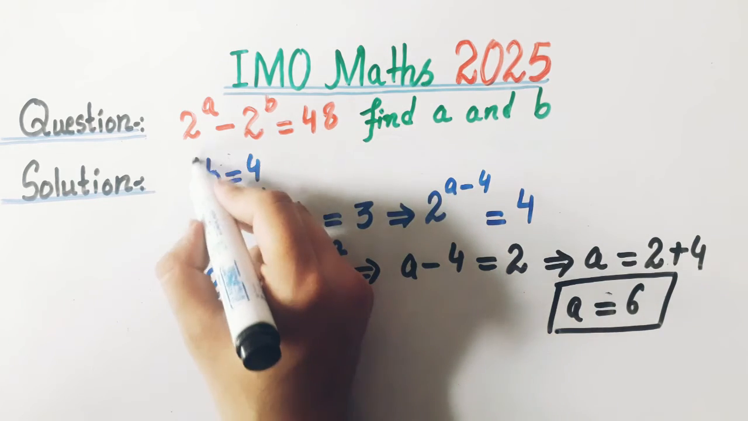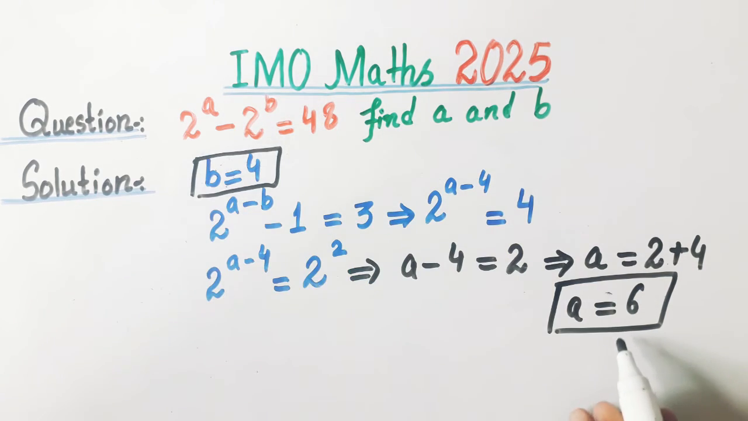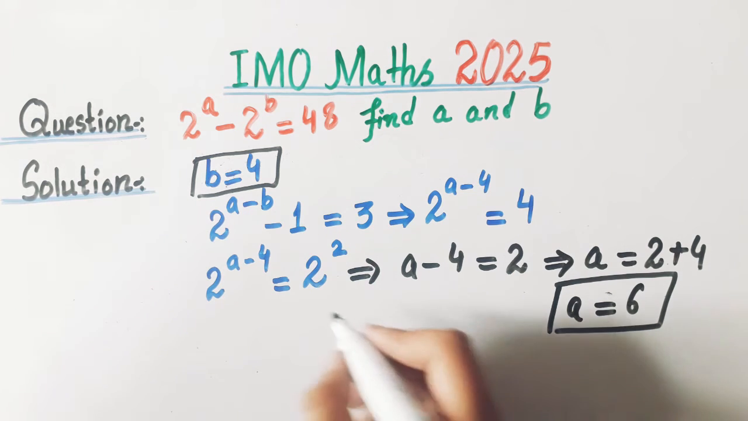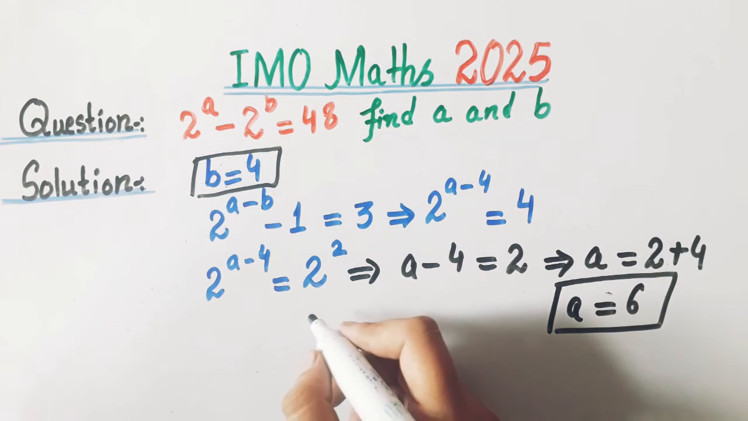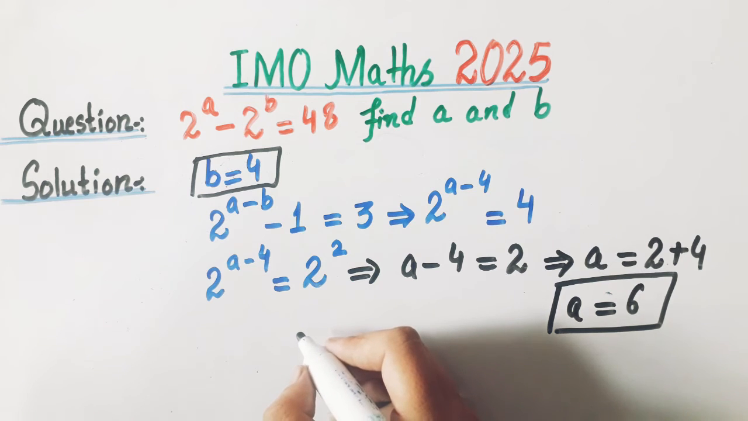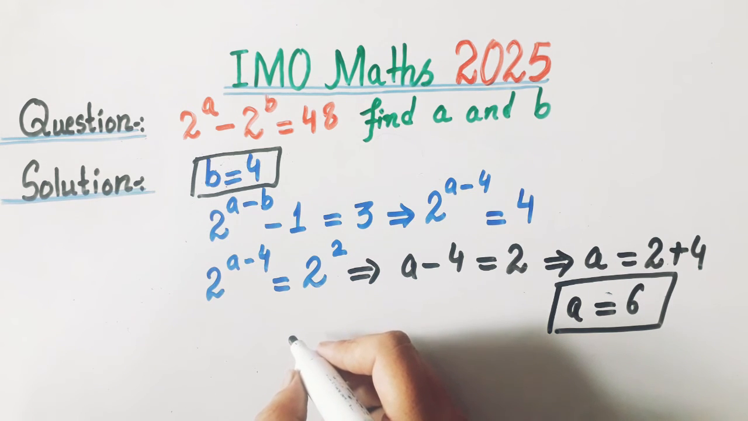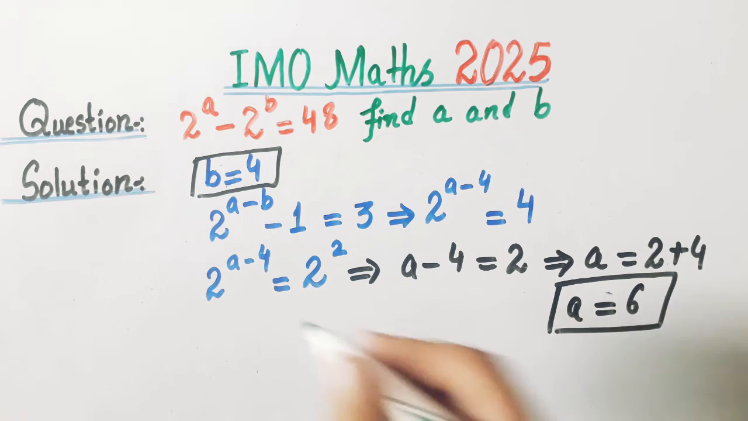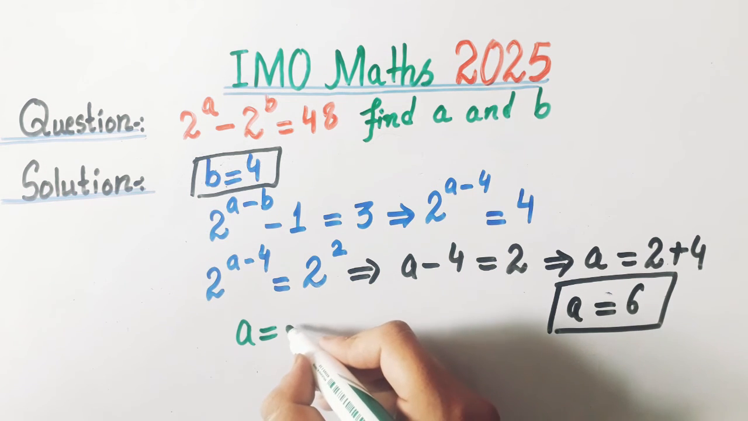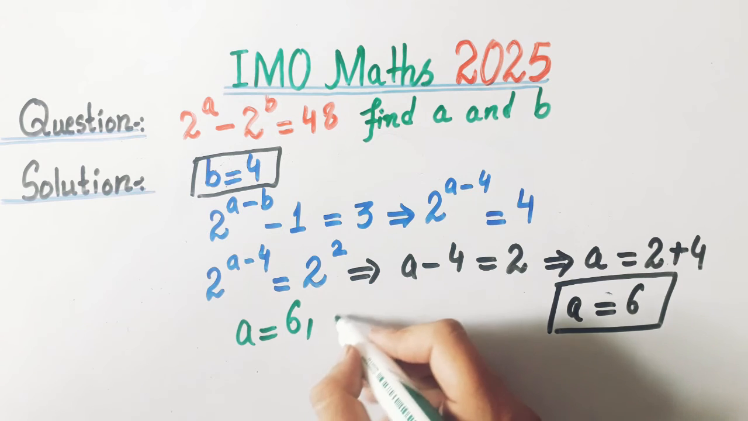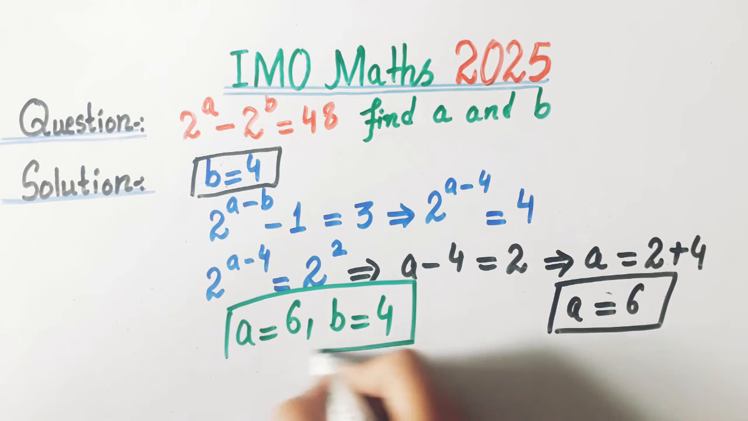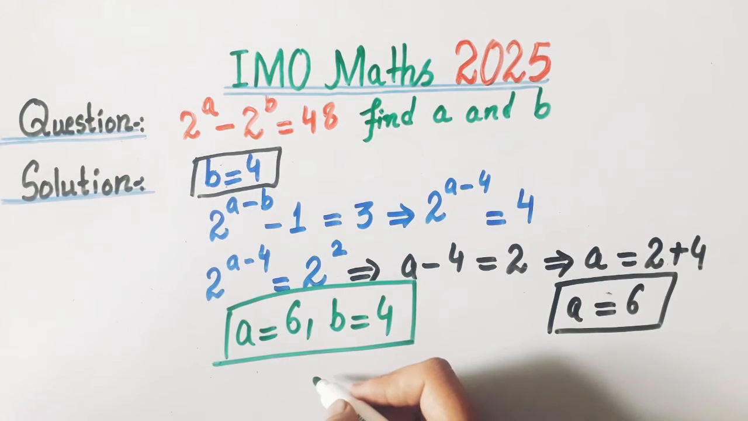So easily we have found both the values, a is equal to 6 and b is 4, and we assumed in the start that a is greater than b. So in the final we can see that the value of a is 6, which is greater than 4. So the final answer can be written as a is equal to 6 and b is equal to 4. So this is the final answer.